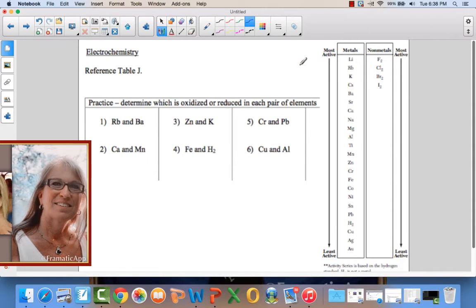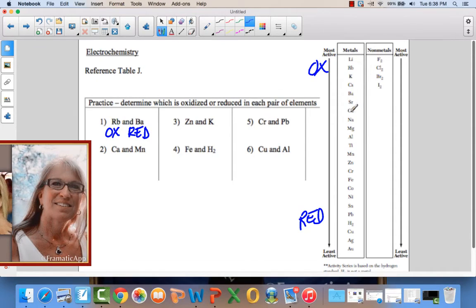Alright, remember Table J is your friend. It tells you what's going to be oxidized and what's going to be reduced. Most reactive is oxidized, least is reduced. So you just use where they are, Rb and Ba. So here's Rb up here and Ba here. So Rb is oxidized, Ba is reduced.